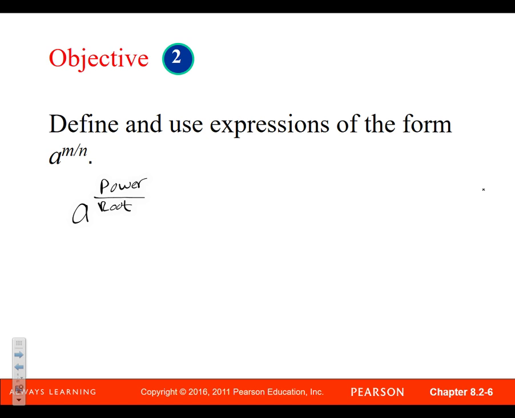When you go back and you look at the other ones, everything that was inside of the radical, what was its exponent? In the last one, everything that was inside of the radical had an exponent of 1, right? So you could say that was the first power. So when I say power over root, you'll see that in a minute here.